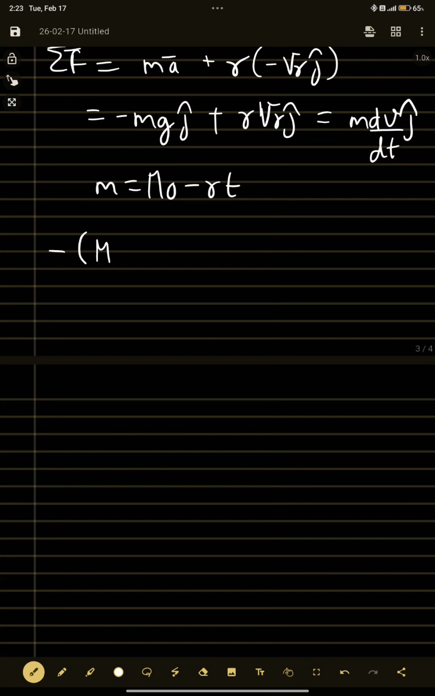It is the outlet relative velocity, u naught minus v, and that is minus vi. This I have taken in that slide.